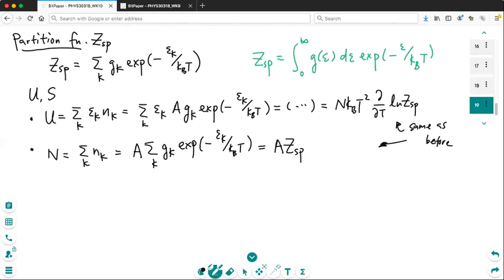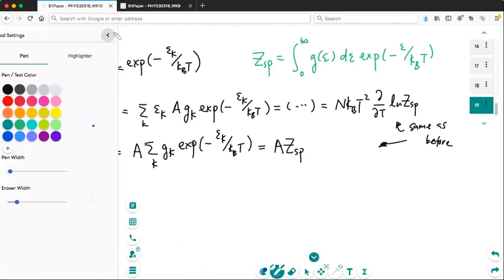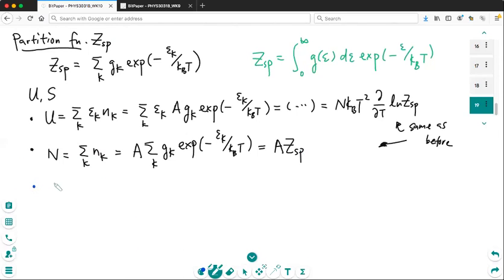Okay, and what is different will be when we calculate S. Okay, S will be kB log Z. So I'm going to calculate this after the break. Let's take a 5 minute break and then come back to look at this.